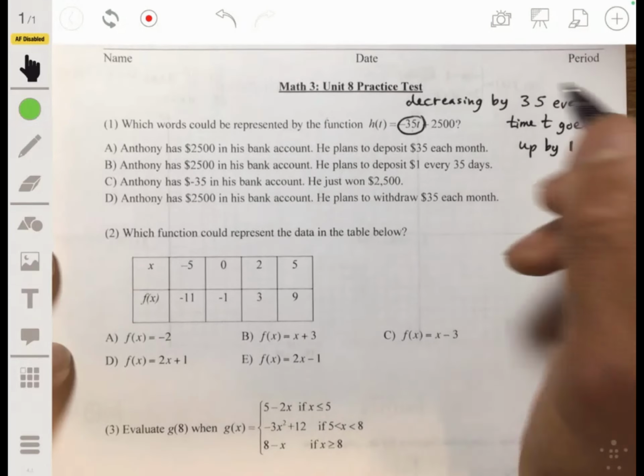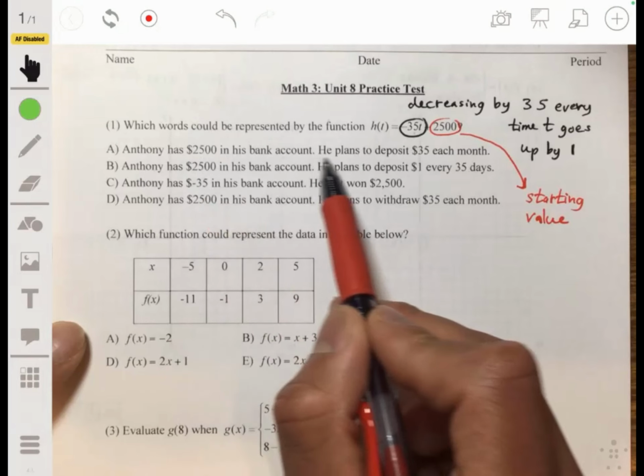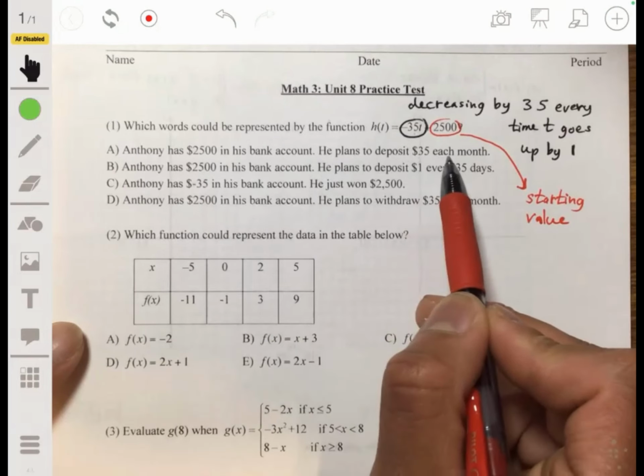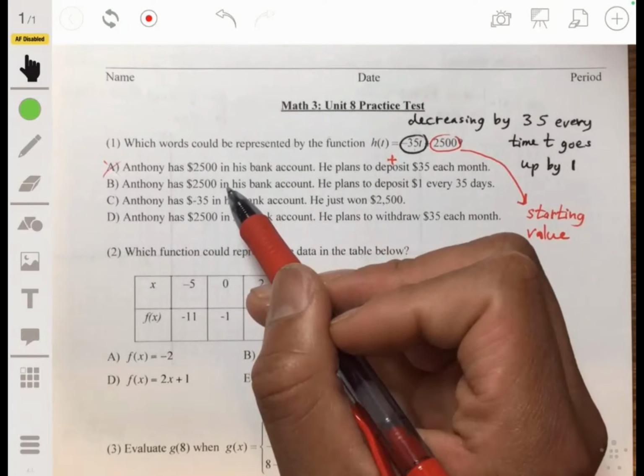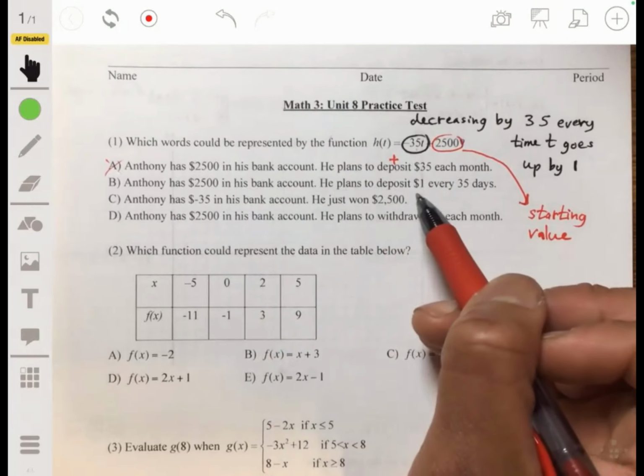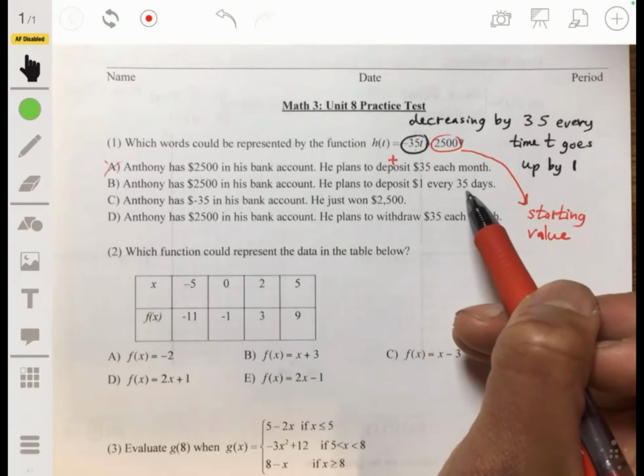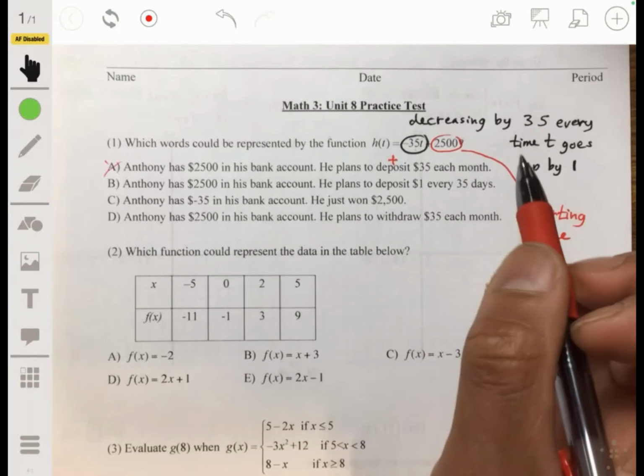The first one says he has $2,500 in the bank account and he plans to deposit $35 each month. Since it says deposit, that means we're increasing. So it's not going to be A. B, Anthony has $2,500 in his bank account. He plans to deposit $1 every 35 days. Again, we're saying deposit, so it's going to have an increase. So it's not going to be B.